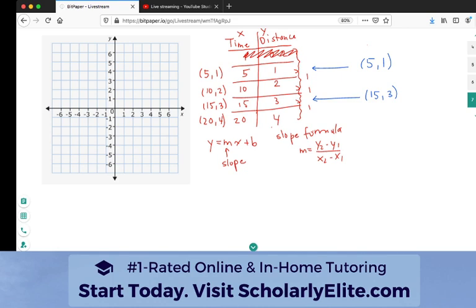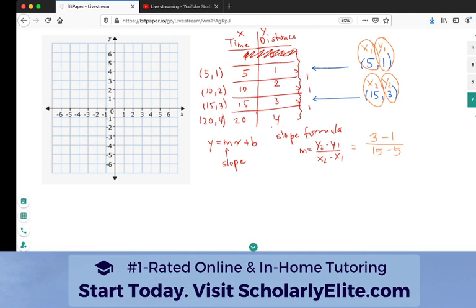And what we're going to do is label these. Each point is numbered. So we have x1, y1 for the first point, x2, y2 for the second point, and we're just going to plug stuff in. For y2, I've got 3. y1 is 1. For x2, I've got 15. And for x1, I've got 5.